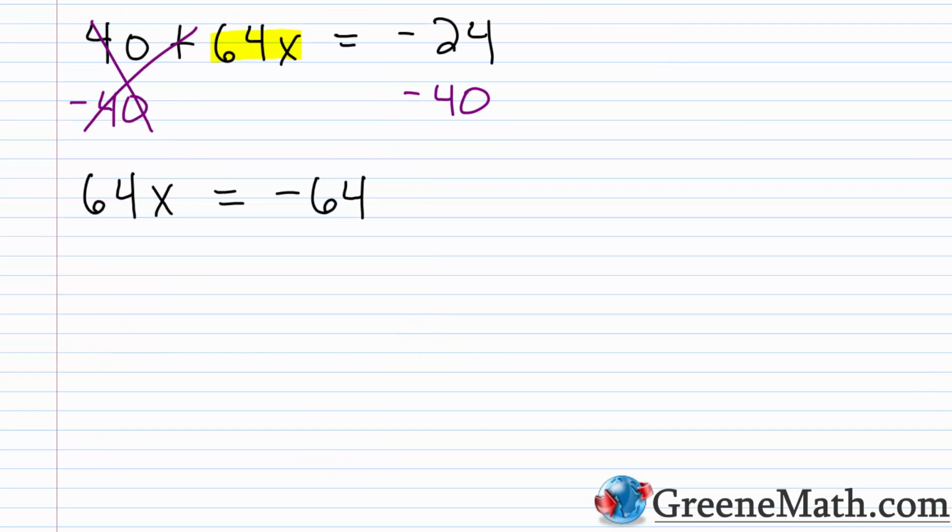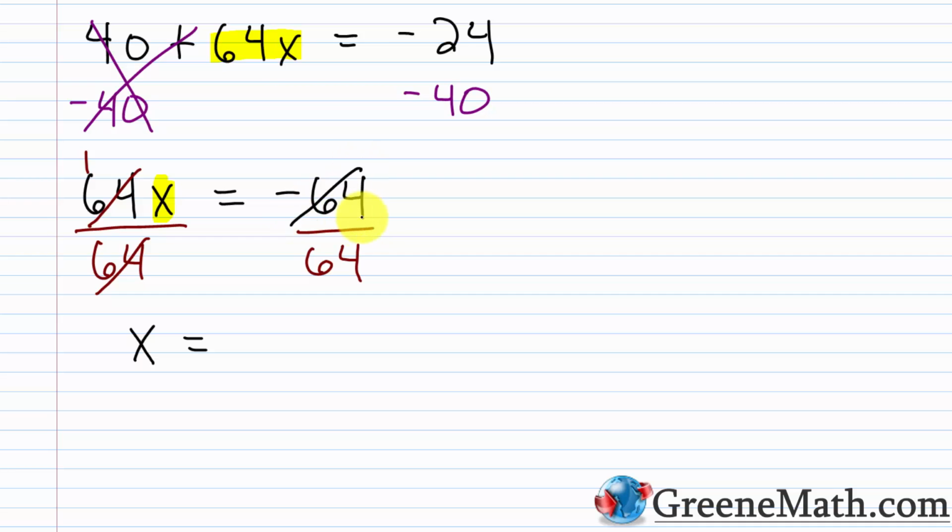Now I just want my variable by itself, so I just want x. So how am I going to get that? Again, look at what's being done to x. If we're multiplying, like we are here, you have 64 that's multiplying x, so you want to use division, right, to undo the multiplication. So if I divide both sides of the equation by the coefficient of x, which is 64, I'm going to get x by itself. This cancels with this. Remember, 64 divided by 64 is 1. 1 times x is just x. Over here, negative 64 divided by 64, this gives me negative 1. So x equals negative 1 is my solution.